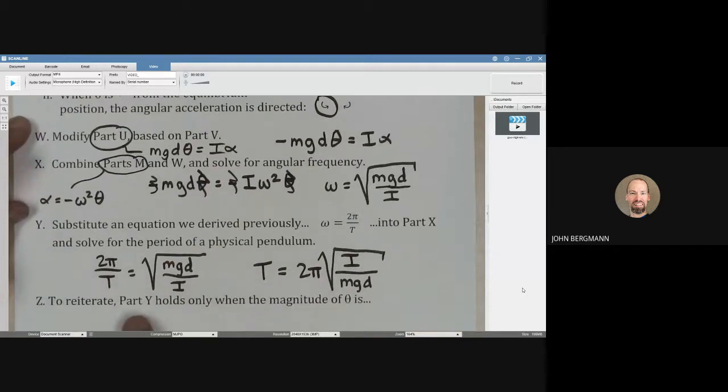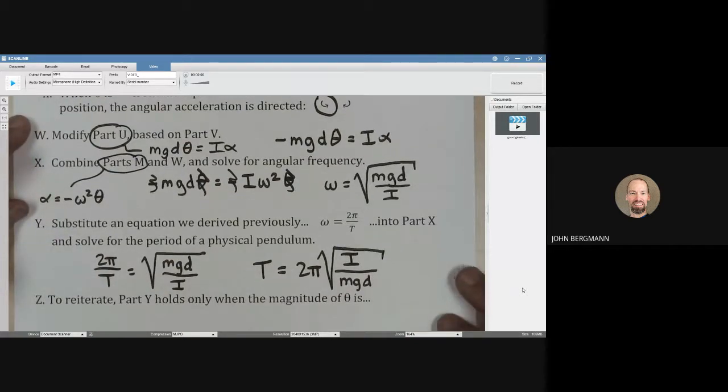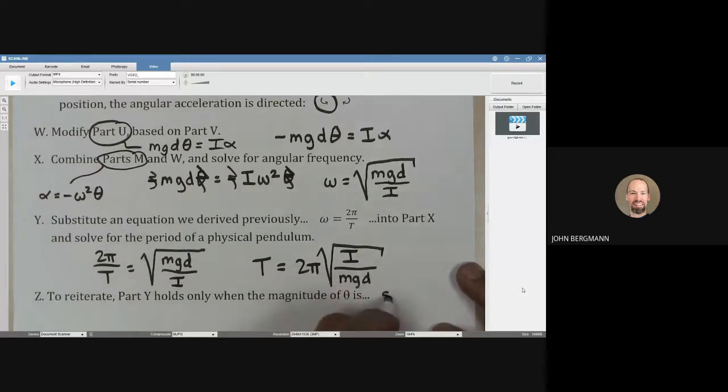And to reiterate, this only holds when the magnitude of theta is small, typically less than 15 degrees. Once you get more than that, then that equation tends to break down.